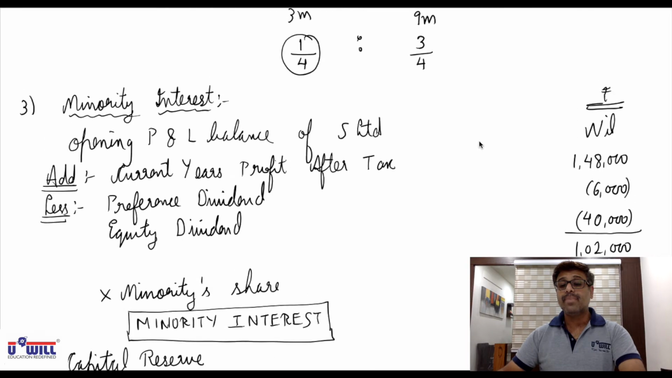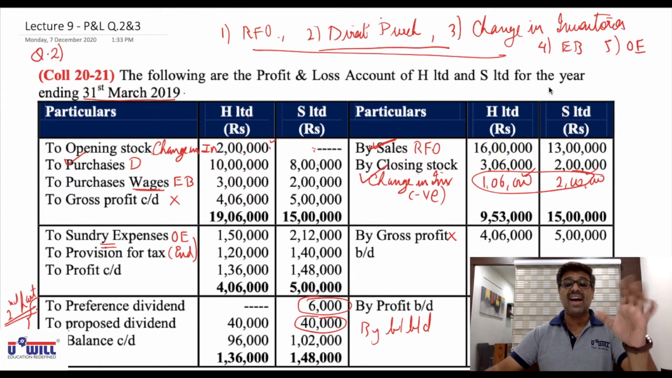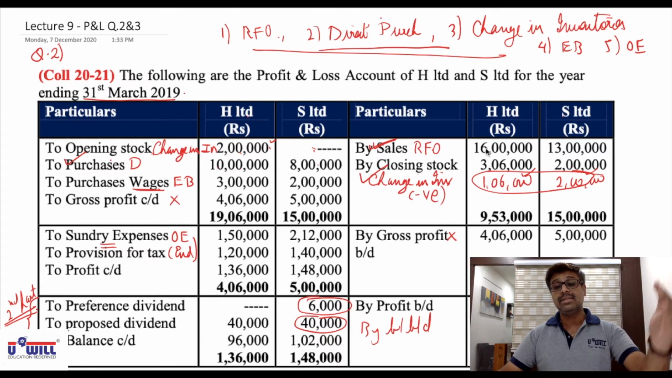I repeat, H Limited's change in inventories is 1 lakh 6,000. S Limited's change in inventory is 2 lakhs. And from the total of that, you will minus 1875, that is unrealized profit. Then fourth note, you will make employees benefit expenses. And fifth note, you will make for other expenses. So total 5 notes you all have to make. And then you'll put those figures in P&L statement.